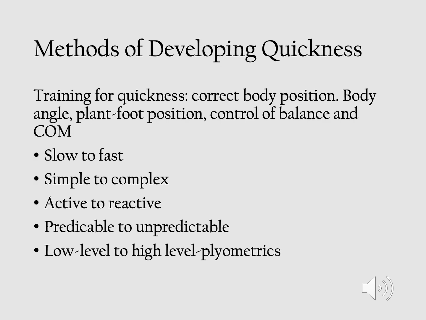Methods of developing quickness. Training for quickness involves the correct body position, body angle, plant foot position, control of balance, and center of mass. Coaches who emphasize improving their athlete's ability to stop with good body position and control decrease the time it takes for them to begin accelerating. That is the amortization phase: being quick, and then immediately accelerating.